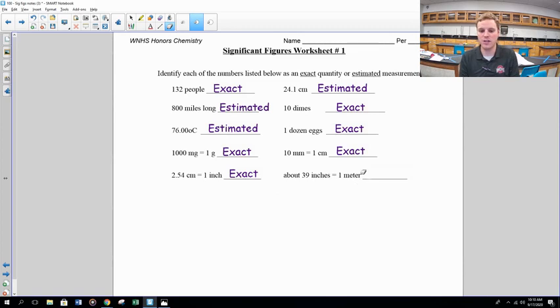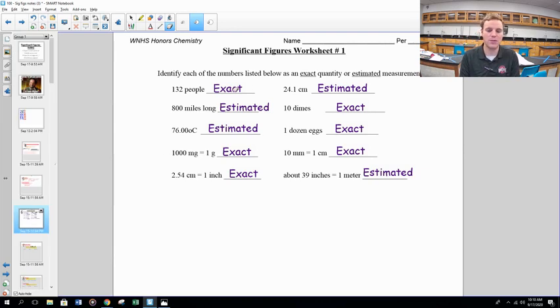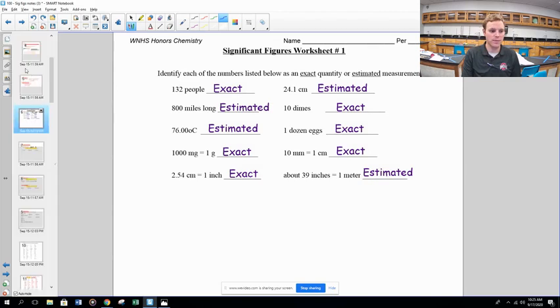About 39 inches equals 1 meter. That's going to be estimated because that's not an exact conversion. It says the word about, meaning that there's a little bit of error estimation involved. Okay, so it's important to be able to distinguish between exact and estimated values. Okay, let's go ahead and move on.